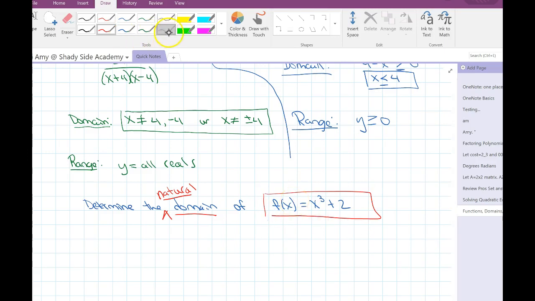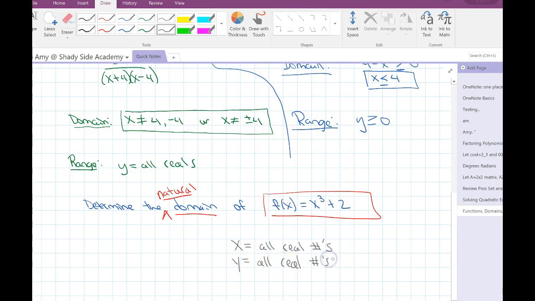Well, here, interestingly, the domain is x can be all real numbers. There is no value of x that would in any way violate one of those two cardinal rules. In other words, you can take the cube root of any number. How about the range? The range is also all real numbers.